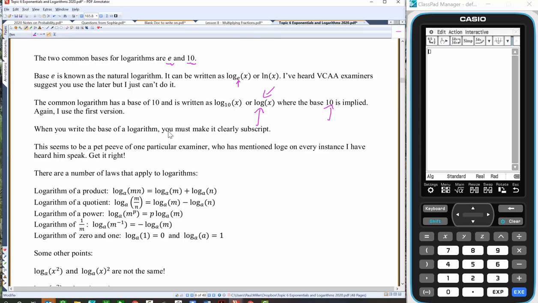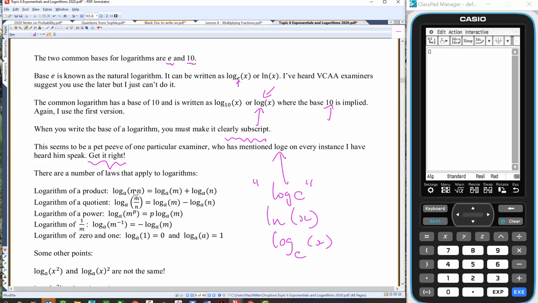When you write the base of a logarithm, you need to make it clearly subscript. This seems to be a pet peeve of one examiner, who has mentioned this to me. He calls this "log e", okay, in every instance I've heard him speak. So you don't want to be losing a mark for that. So let's just make sure that if you are going to use it, you subscript it, or you use ln x. I found that one student last year in my class used ln x. The rest of the students used log e x, use that notation.